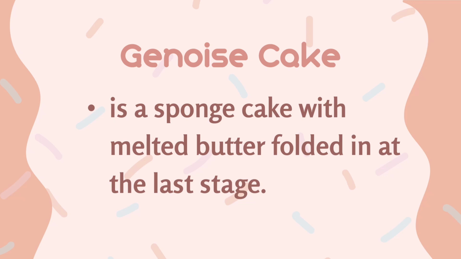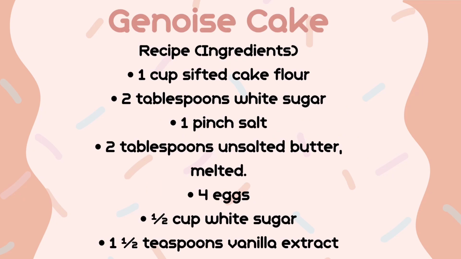Unlike some other sponge cakes, Genoese typically includes melted butter in its ingredients, contributing to its richness and flavor. So these are the ingredients or recipe for our Genoese cake. So first is 1 cup sifted cake flour, 2 tablespoons white sugar, 1 pinch salt, 2 tablespoons unsalted butter, melted, 4 eggs, 1/2 cup white sugar, and 1 1/2 teaspoons of vanilla extract.